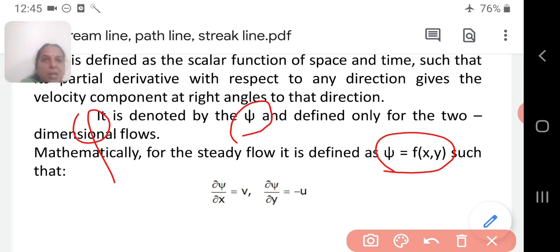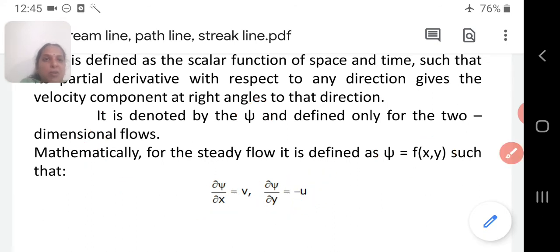Okay, now what you are going to do is differentiate psi with respect to x. That is, dou psi by dou x will give you the velocity, but it will not give it in the corresponding direction, it will be giving it at right angles to that direction. See, here we have x direction, so the velocity at right angles to that direction is v. Suppose if it is y direction, what is the velocity at right angles? It is minus u. So dou psi by dou x is equal to v and dou psi by dou y is equal to minus u.